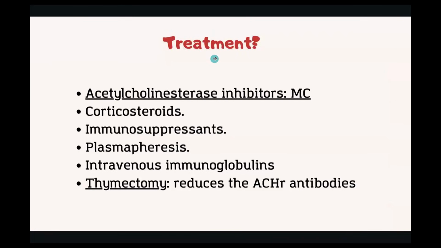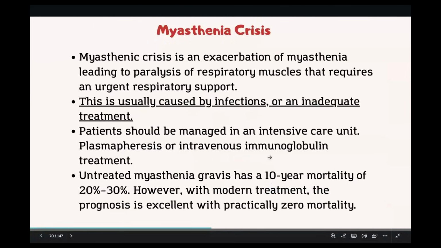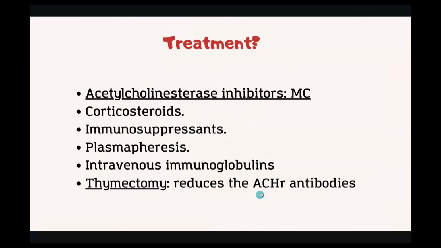How do we treat? Mainly, the treatment is by acetylcholinesterase inhibitors. This is the most common treatment. You can give corticosteroids, immunosuppressants, plasmapheresis, where you wash out the antibodies. And nowadays, we do thymectomy to reduce the number of acetylcholine antibodies. Okay, acetylcholine receptor antibodies, sorry. It's not acetylcholine antibody, acetylcholine receptor antibodies.